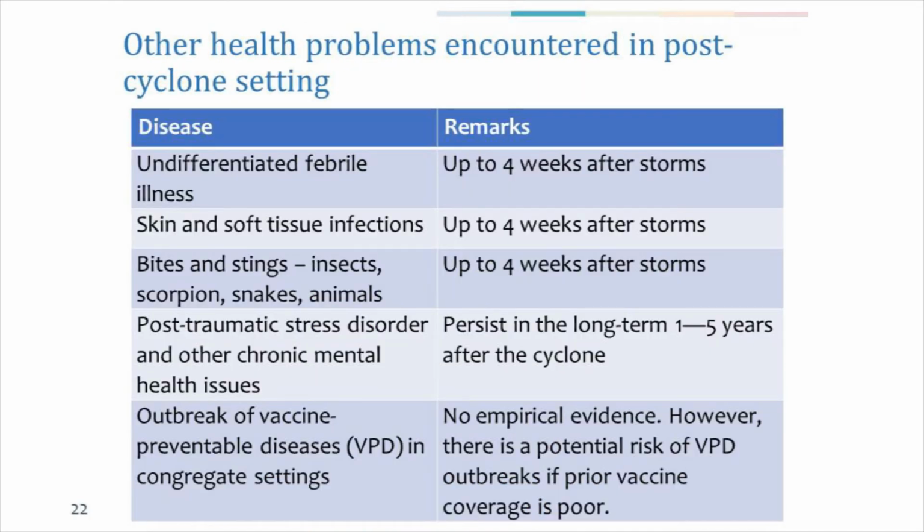Other health-related problems encountered in post-cyclone setting are undifferentiated febrile illness, skin and soft tissue infection, bites and stings from insects, scorpions, snakes and animals. This could last up to 4 weeks after storms. Post-traumatic stress disorder and other chronic mental health issues are some long-term effects of post-cyclone, which could last up to 5 years after cyclone. Outbreak of vaccine preventable diseases in congregate settings. Though there is no empirical evidence, there is a potential risk of vaccine preventable disease outbreaks.